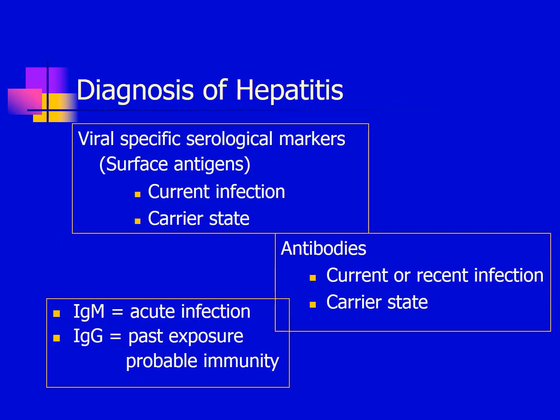So how do we diagnose it? How do we diagnose hepatitis? Well, it's going to be a blood draw, right? And we're going to look at the viral specific markers. So there's surface antigen, hepatitis B surface antigen, hepatitis A or hepatitis C. The surface antigen will tell you if someone has a current infection or they're in a carrier state. And the antibodies tell you a current or recent infection, right? Or they are a carrier.